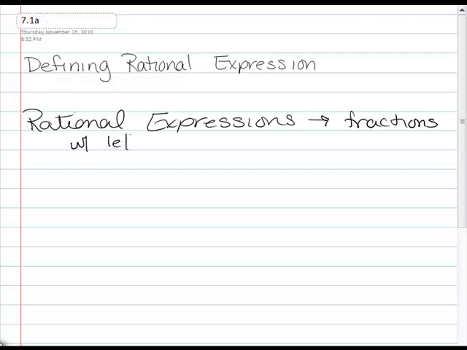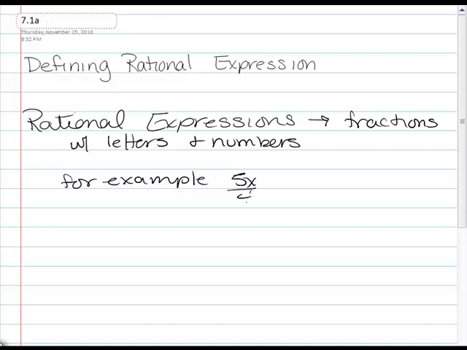with letters and numbers. For example, 5x over 4 is a rational expression. Another rational expression might be 2x plus 7 over 3x minus 1. Or we could do something a little bit more complicated, x squared plus 9 over x squared plus 2x plus 1. Those are all rational expressions.